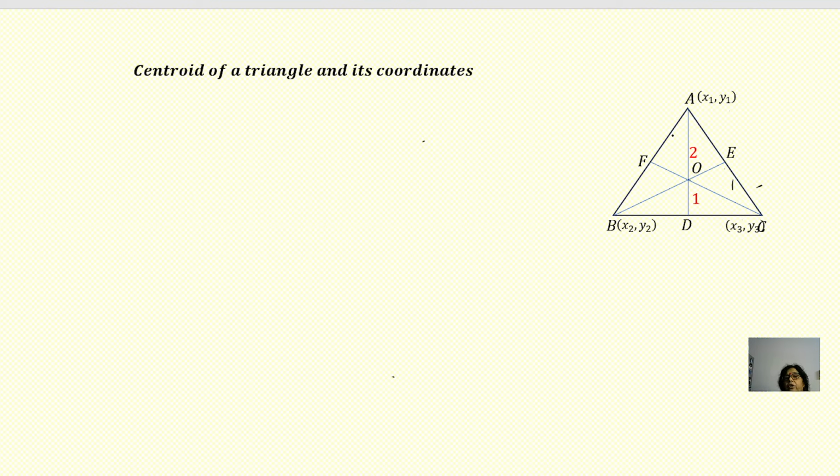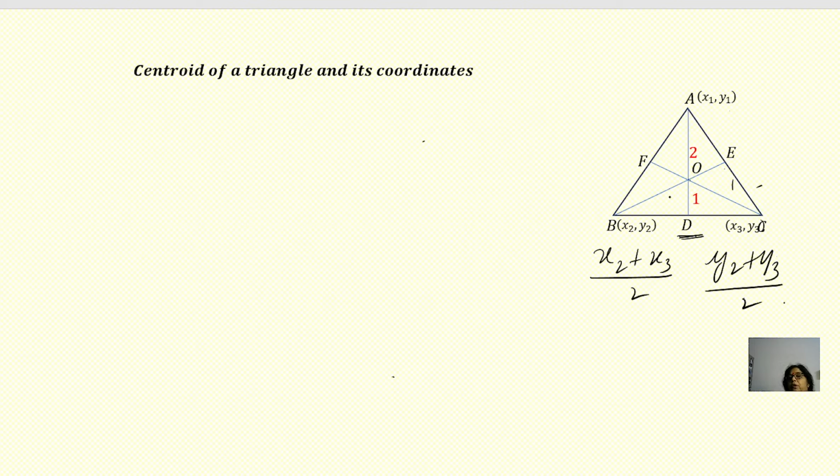So in order to calculate the centroid of a triangle, what we need to do is first let us find out the coordinates of D. You can take any other median. I am taking the median AD. In whichever median you take, the answer will come the same. So first of all, we'll find out the coordinates of D. Coordinates of D are (x2 plus x3)/2 using the midpoint formula and (y2 plus y3)/2.